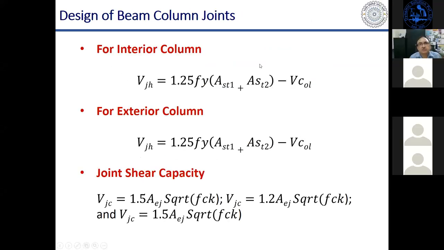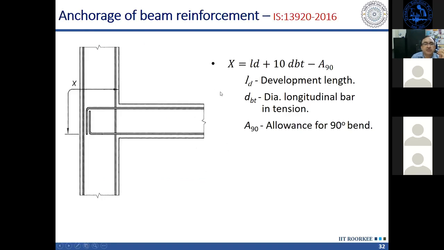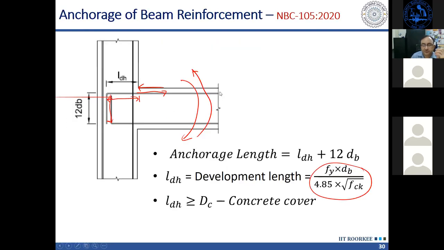Then the beam column joints need to be checked for shear force. So first we have to calculate the shear force demand. Shear force demand in an interior column can be obtained like this. So this is the demand Vjh. This is the horizontal shear force in the joint. This is the expression given. Now you can understand why Ast1 and Ast2 are there. That you can understand from this figure.